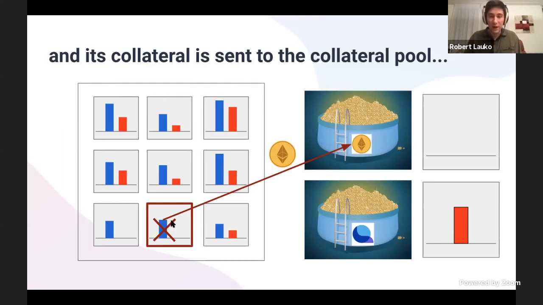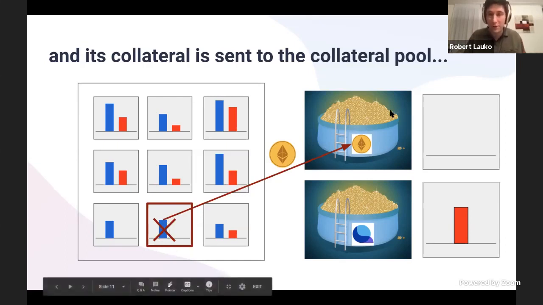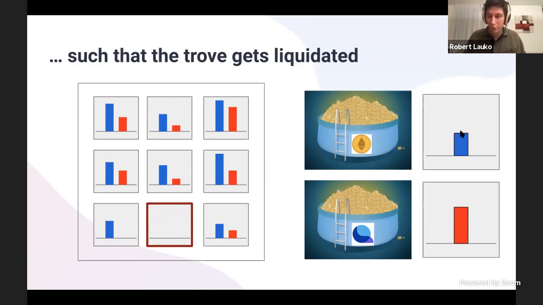Now, as the next step, the ether that was held by this trove is just sent to the ether pool. Now this pool contains some ether from the position. And the fact that those liquidations happen slightly below 110% collateralization means that whatever gain is sent to this pool should be higher than the amount that stability depositors lose. The amount of LUSD they lose should be lower than the value of the ether that they gain here.